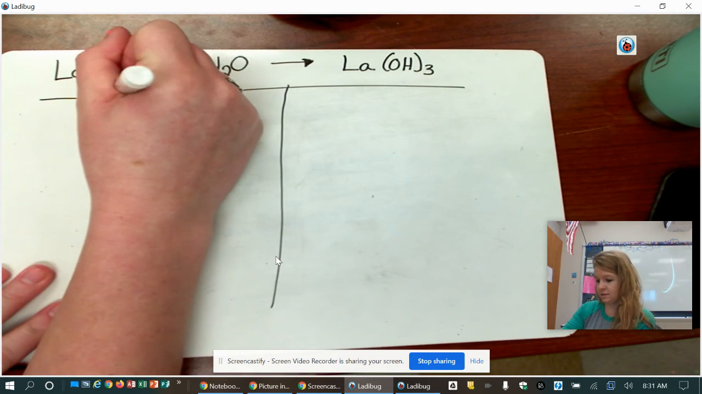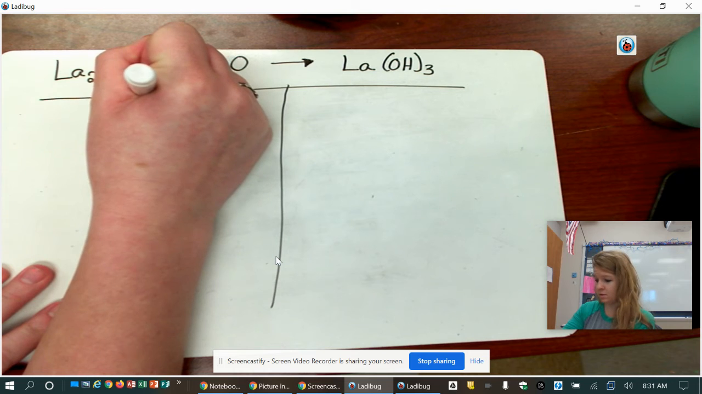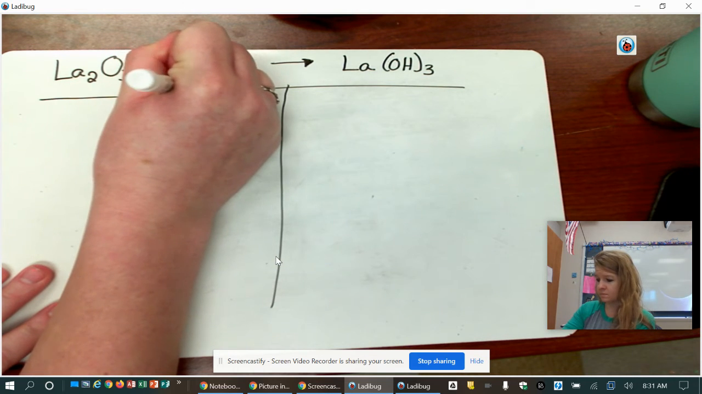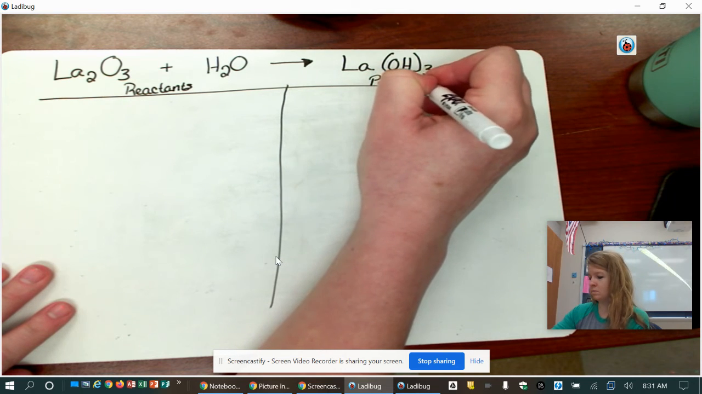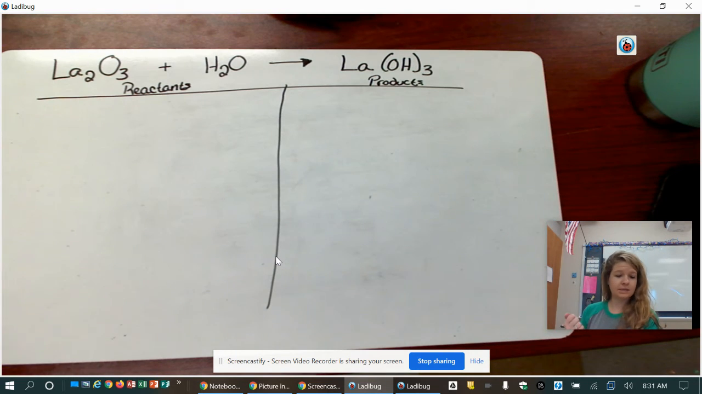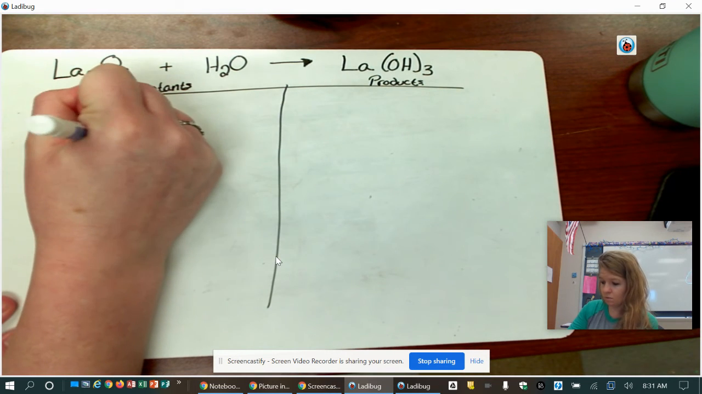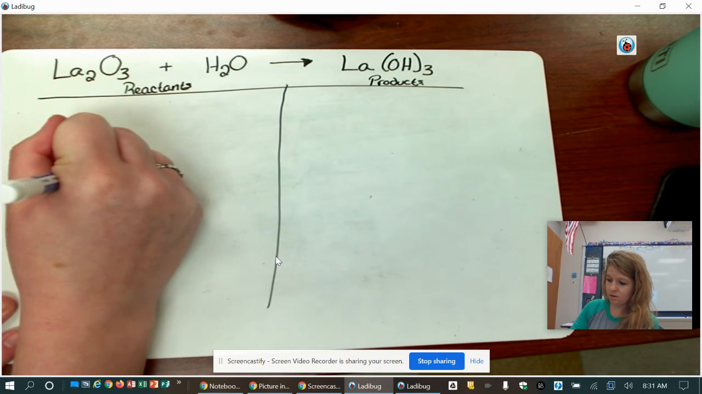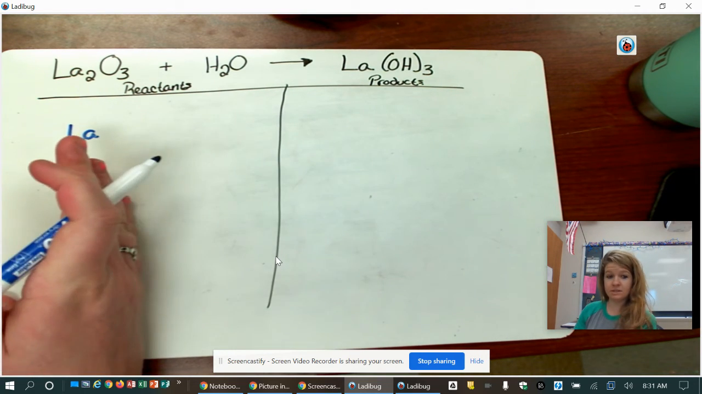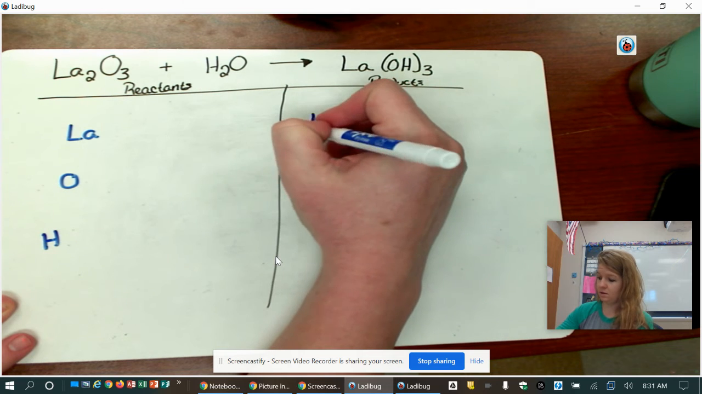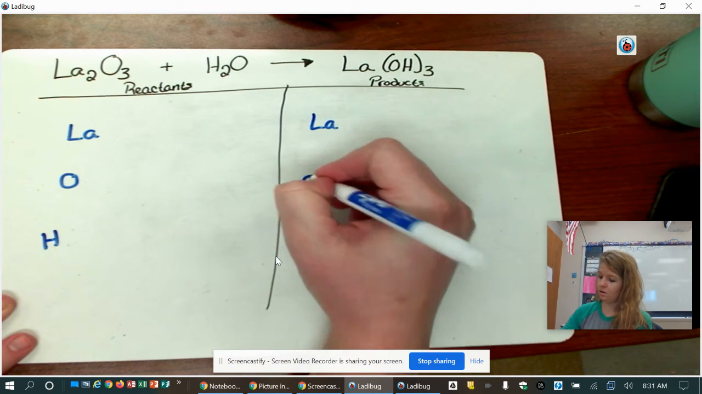You have your reactants over here, your reactants react. Your products over here. All right, let's count up our atoms. So, what do we have? We have La, we have O, we have H. We have it on this side, same thing over here. La, O, H.